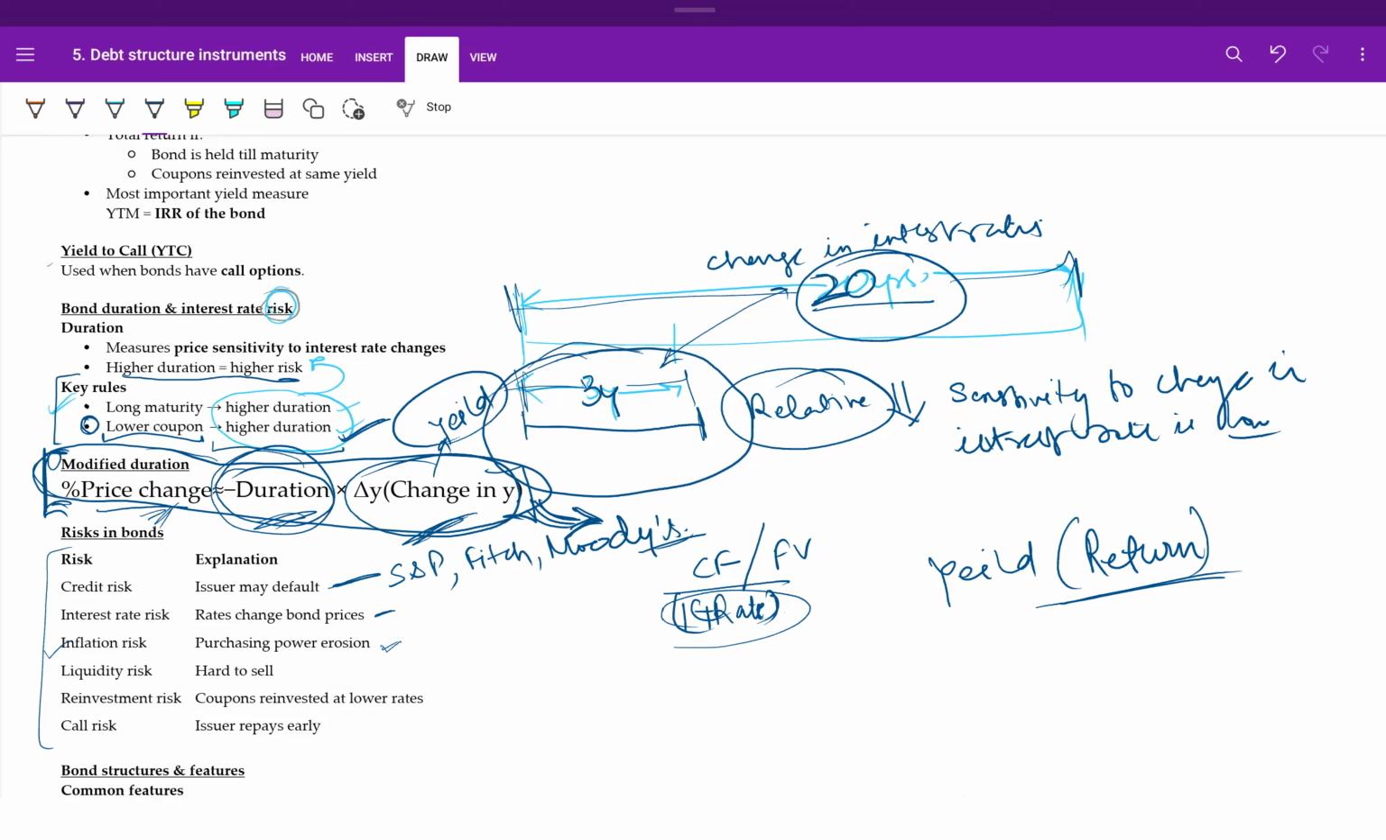There's liquidity risk also. Liquidity risk means that the bond may be hard to sell. Let's assume there is a company with a bad rating, and you bought that company's bond, a position in that bond. Now you want to sell that bond, and nobody in the market is willing to take it off your hands. So that's the liquidity risk.